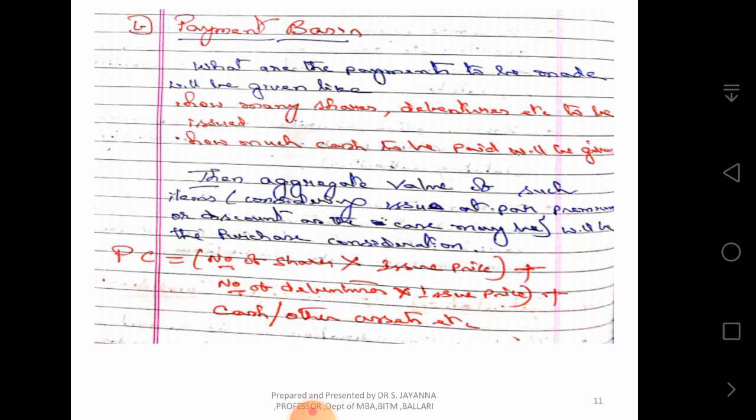So, purchase consideration here is equal to number of shares into issue price plus number of debentures into issue price plus cash or other assets given. Okay?